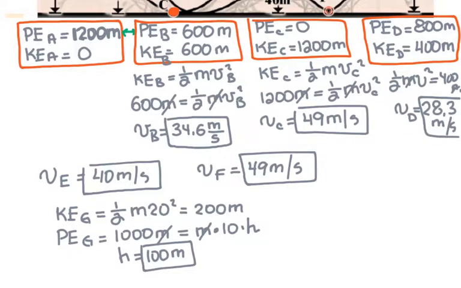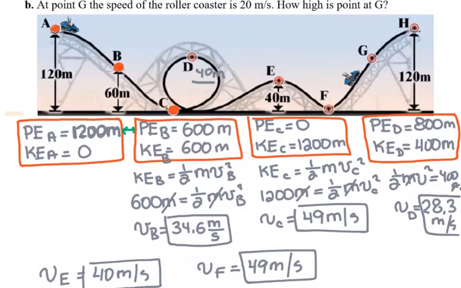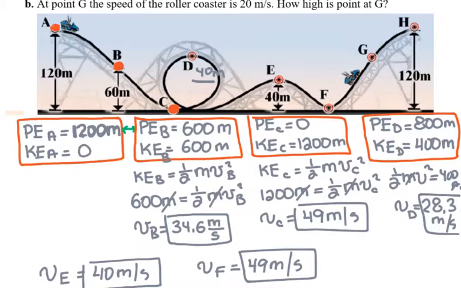And for the velocity at H, because H and A are at the same height, the velocity is going to be equal to 0 at H.